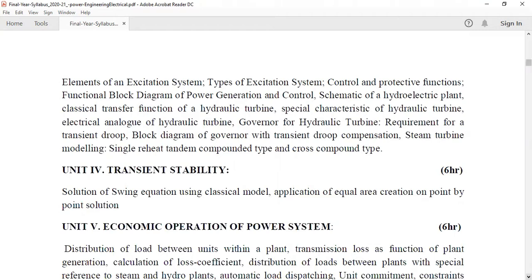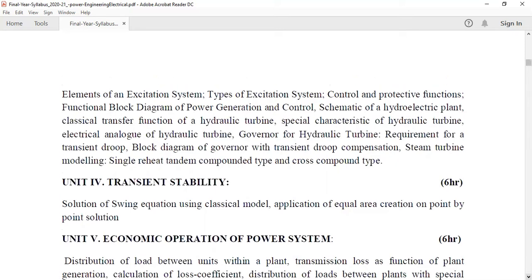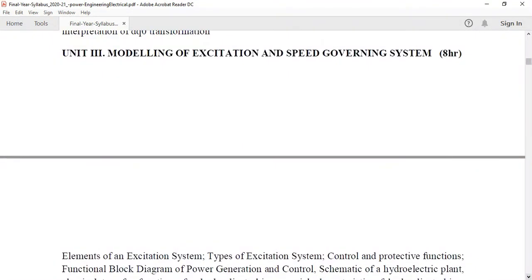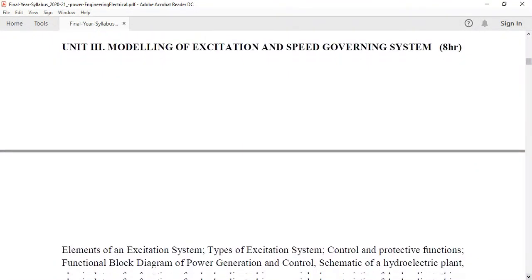governor for hydraulic turbine. In this, requirement of a transient droop loop. Then block diagram of governor with transient droop compensation, steam turbine modeling, single reheat tandem compounded type, and cross compounded type. So overall in this unit number 3, we will see the modeling of excitation and speed governing system.